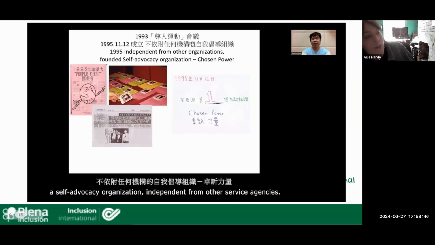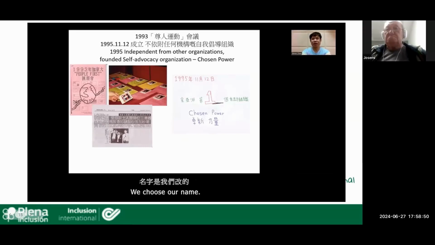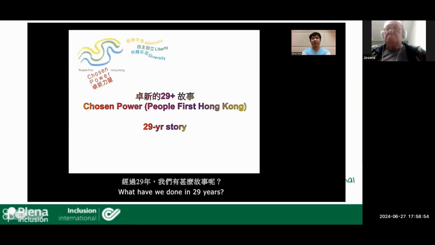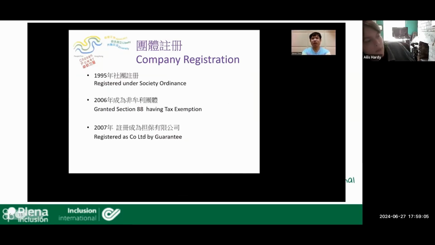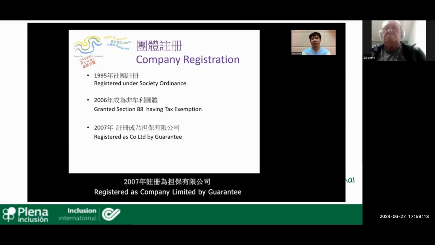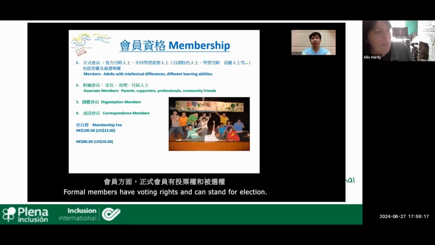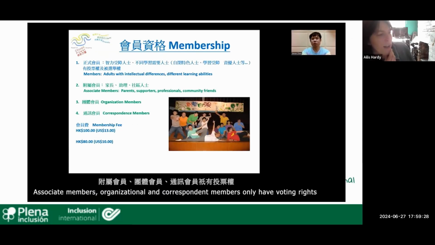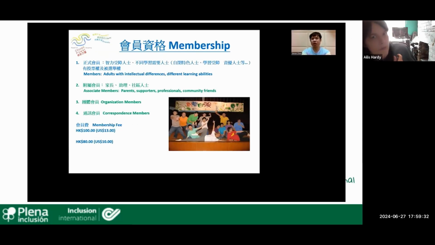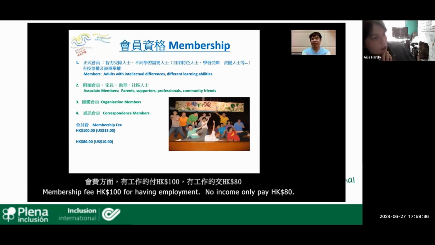Our self-advocacy organization is independent from other service agencies. We chose our name. What have we done in 29 years? We registered under the Society Ordinance. All new members have voting rights and can stand for election. Associate members, organizational and correspondent members only have voting rights. Membership fee is Hong Kong $100 if you're employed, and people with no income pay Hong Kong $80.